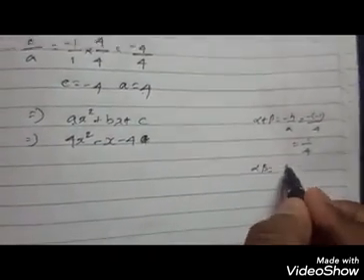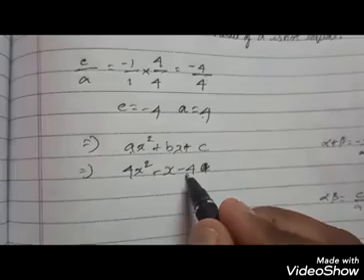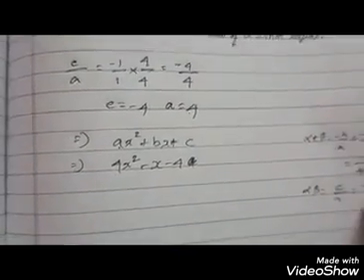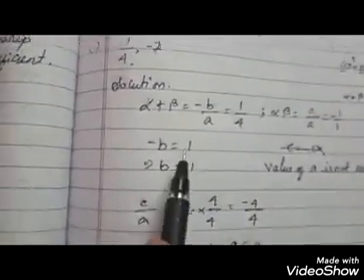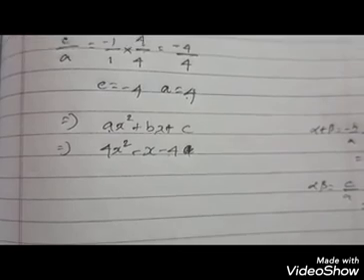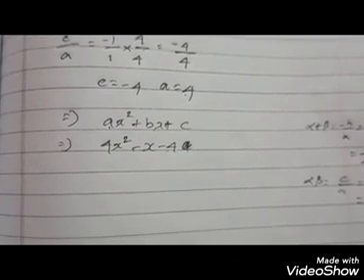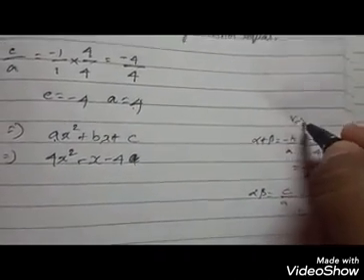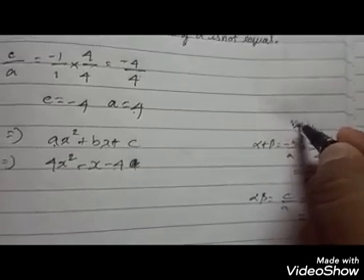Next, alpha beta should be c by a. Here c is minus 4 and a is plus 4. So now you get minus 1. So minus 1 is the product of zeros. So we have to take the expression 4x square minus x minus 4. We have found it by using the sum and the product of zeros. It's correct. However you find the quadratic polynomial, just move to the rough column and verify whether the values you found are correct or wrong.